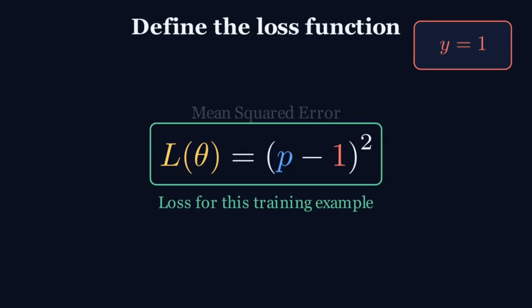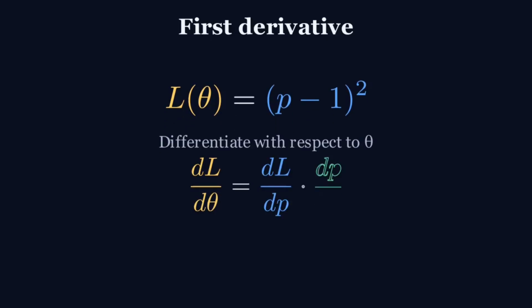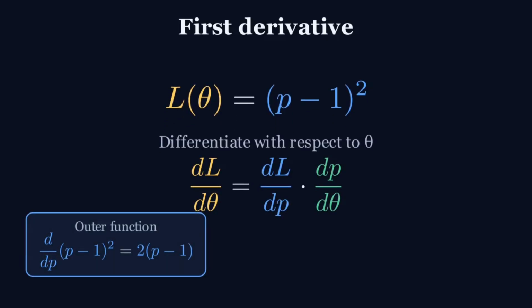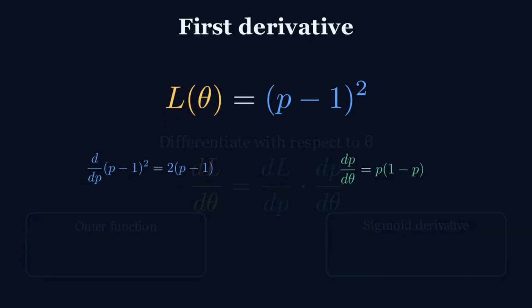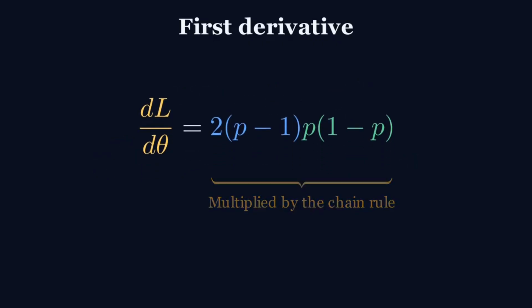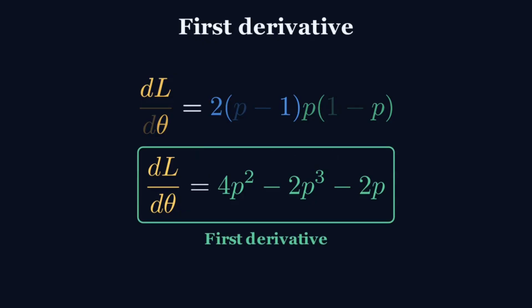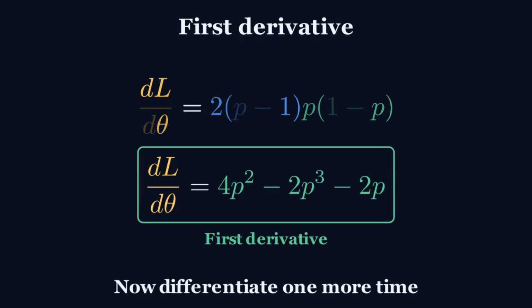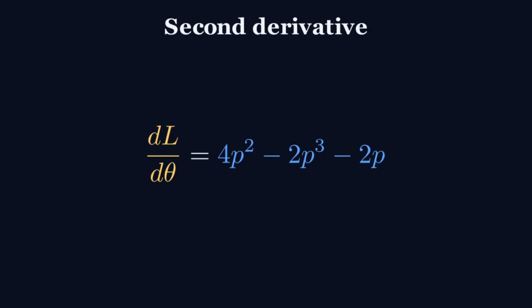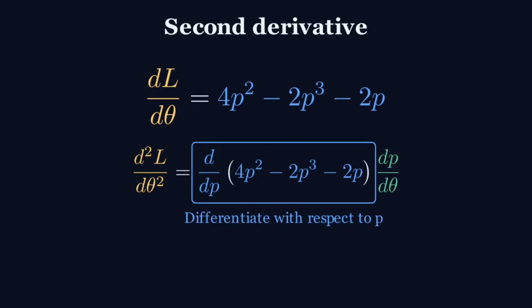Take the derivative with respect to theta, and we get 2(p minus 1) times p(1 minus p), as the derivative of the sigmoid is p(1 minus p), and it's multiplied due to the chain rule. We can then expand the brackets and simplify to get 4p squared minus 2p to the power of 3 minus 2p. Take the derivative of that with respect to theta by taking it with respect to p, then multiplying it by p(1 minus p).